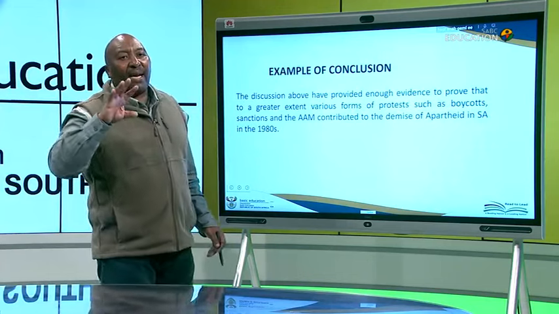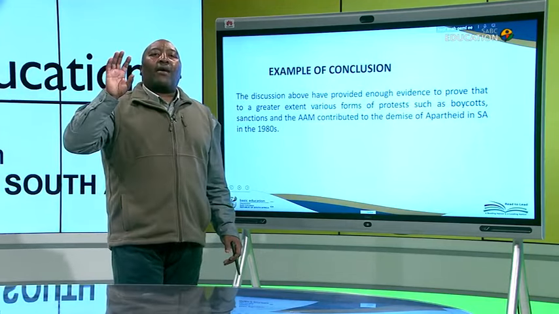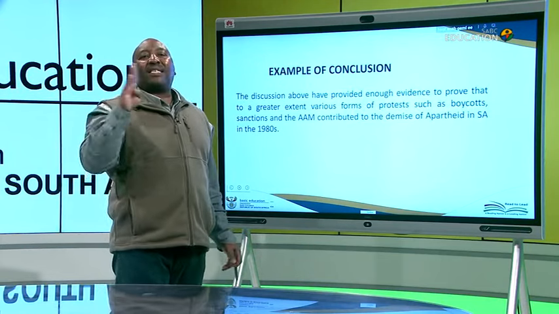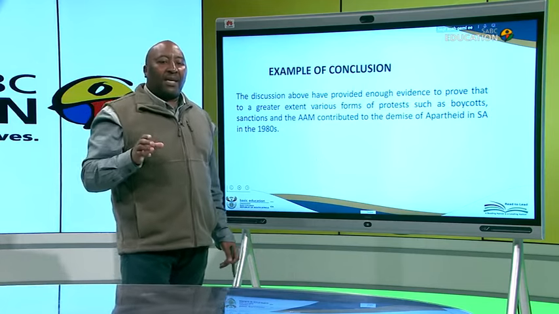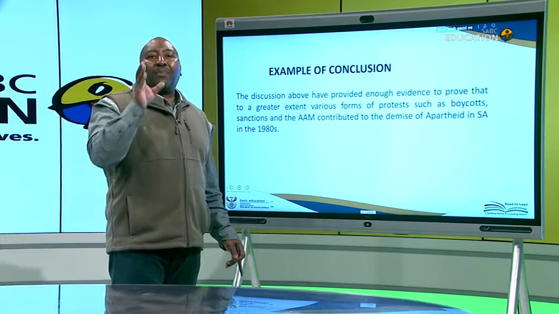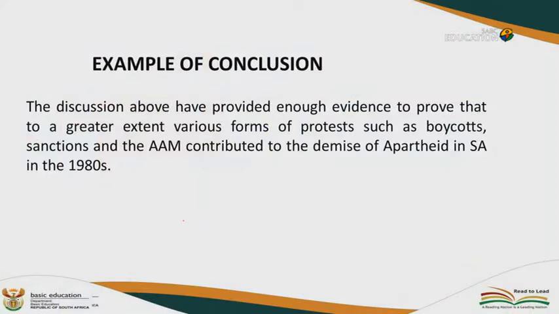Remember, I demonstrated the introduction. Now, I want you to take a note of how this essay is concluded. Should you follow this pattern, I'm telling you, your essay will always be par excellent because you will be getting marks as you have written a properly contextualized and acceptable essay. Now, how do you write the conclusion? You say, the discussion above provided enough evidence to prove that various forms of protest, such as boycotts, sanctions, and the AMM, contributed to the fall of apartheid in the 1980s.